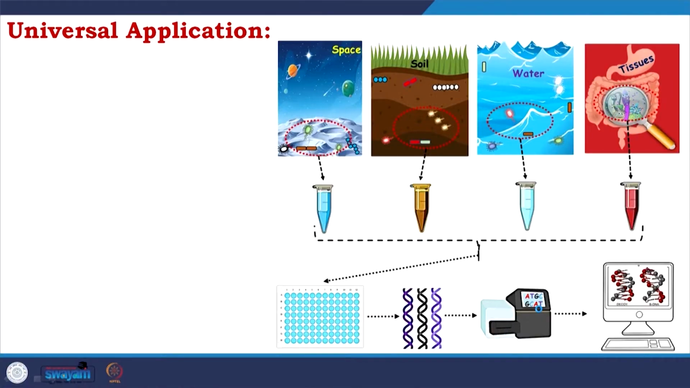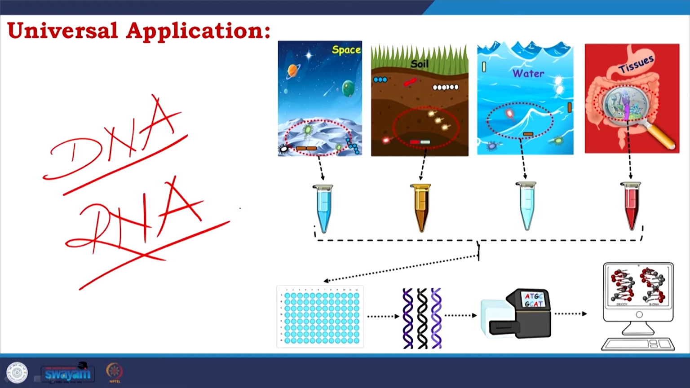If you are standing now, this is really under our control. This is one of the best slides I have seen regarding the application of next generation sequencing. It could sequence anything and everything in space, in soil, in water, in tissues. Just what you need is DNA or RNA. So if you have DNA and RNA, you could get information from anything and everything.